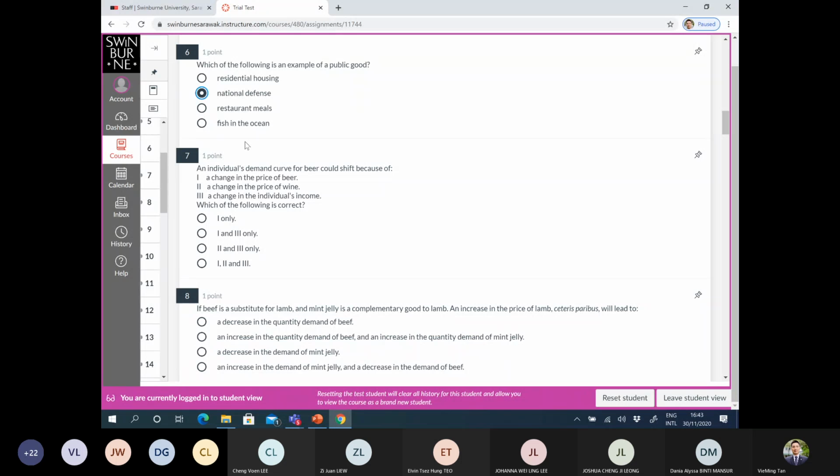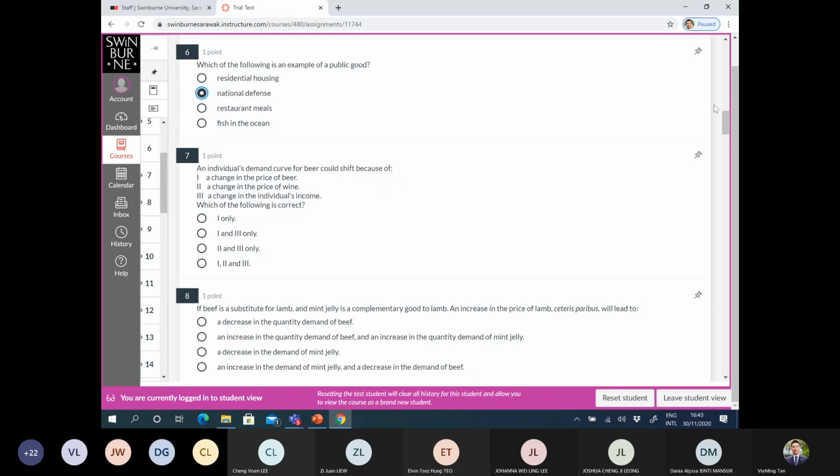Fish in the ocean. This is not really a public good. It also depends on which area the ocean is. Some oceans belong to Japan or China. We cannot just simply go to catch fish in a certain ocean. Not really. So the best answer is national defense.